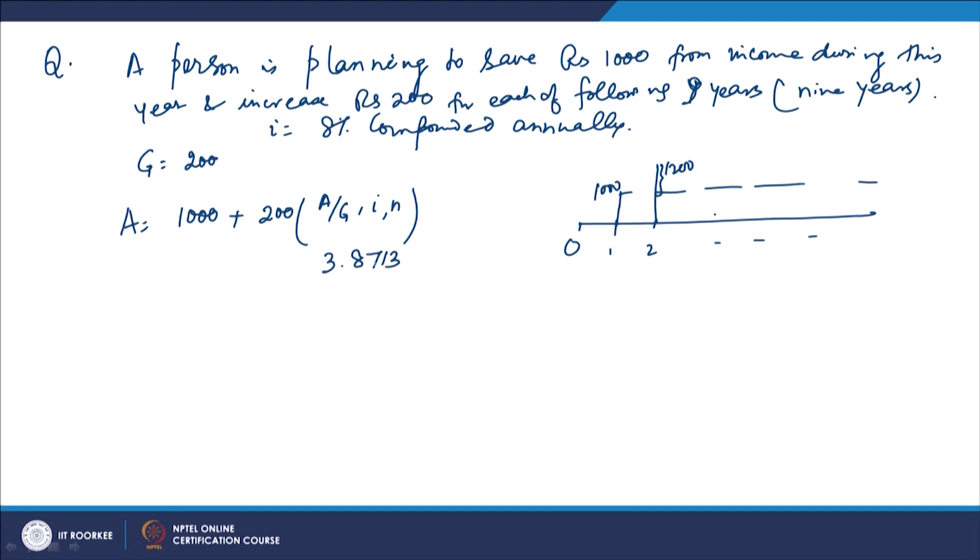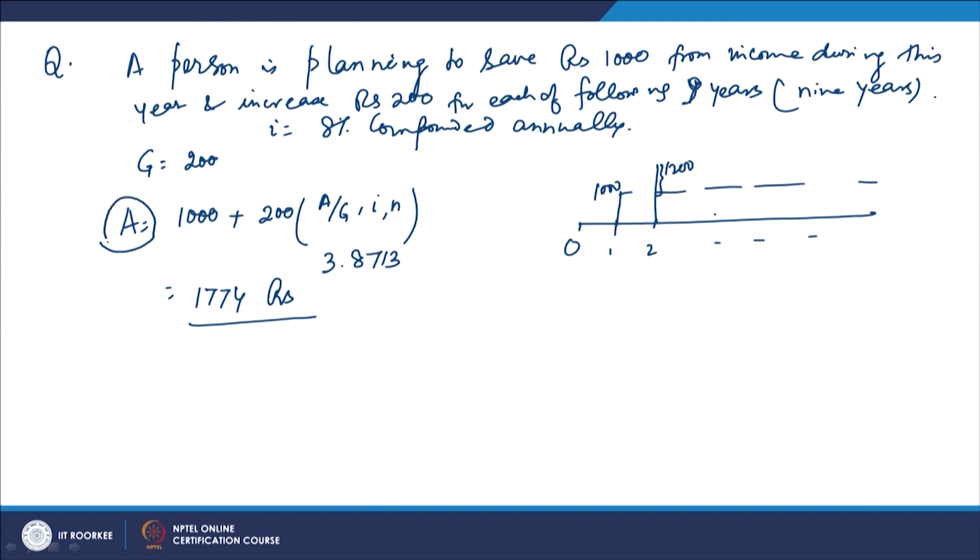So ultimately it will be coming as 1774 rupees. So basically this 1774 rupees for the 10 years will be the same as 1000, 1200, 1400, going up to 10 years. So it will be the same as that, and that is how you can have this A. Then you can find its present value or its future value, that can be calculated.